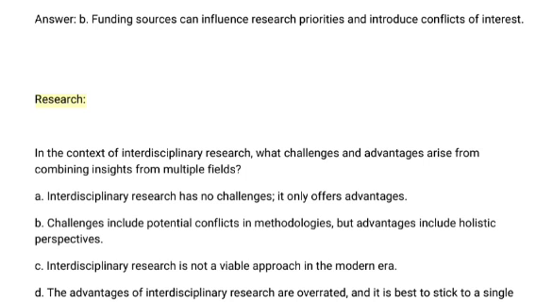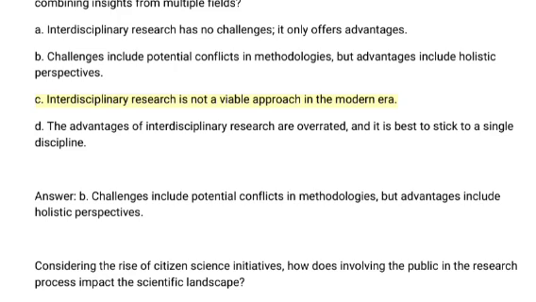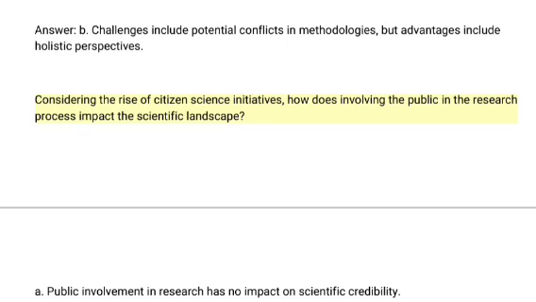Research. In the context of interdisciplinary research, what challenges and advantages arise from combining insights from multiple fields? A. Interdisciplinary research has no challenges, it only offers advantages. B. Challenges include potential conflicts in methodologies, but advantages include holistic perspectives. C. Interdisciplinary research is not a viable approach in the modern era. D. The advantages of interdisciplinary research are overrated, and it is best to stick to a single discipline. Answer: B. Challenges include potential conflicts in methodologies, but advantages include holistic perspectives.